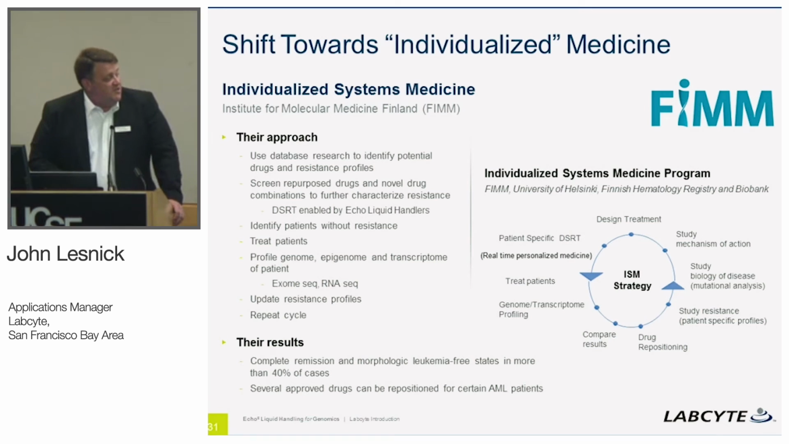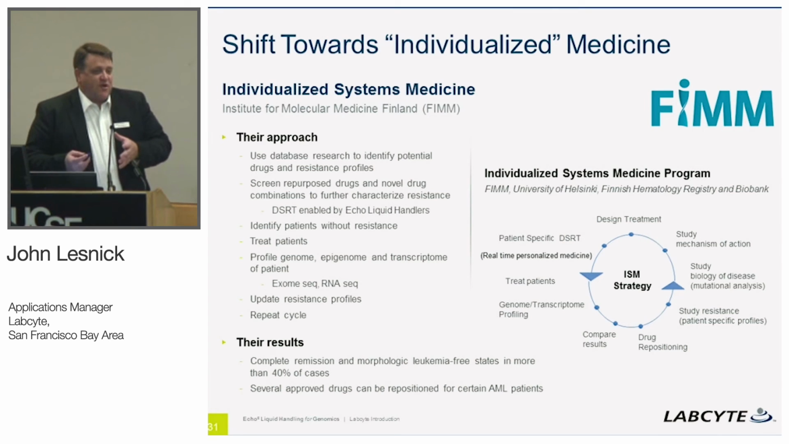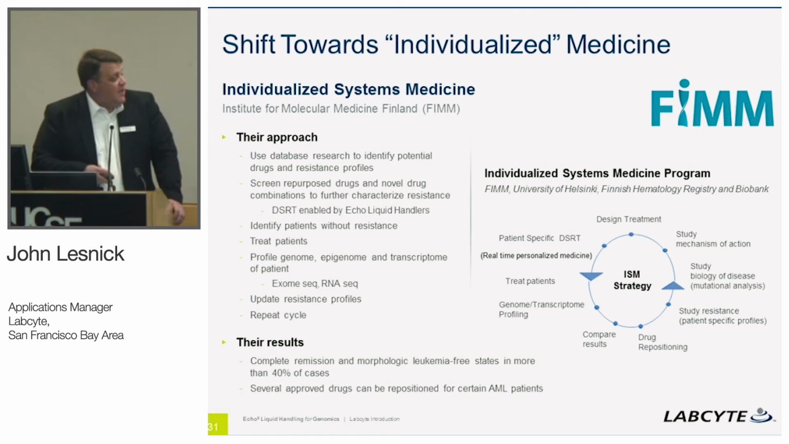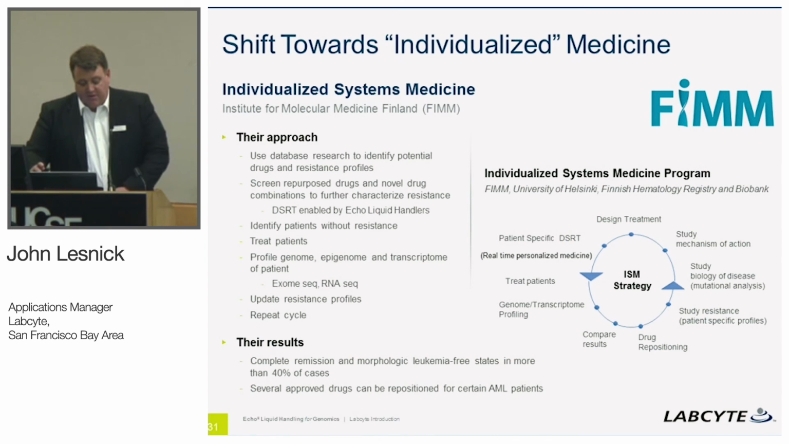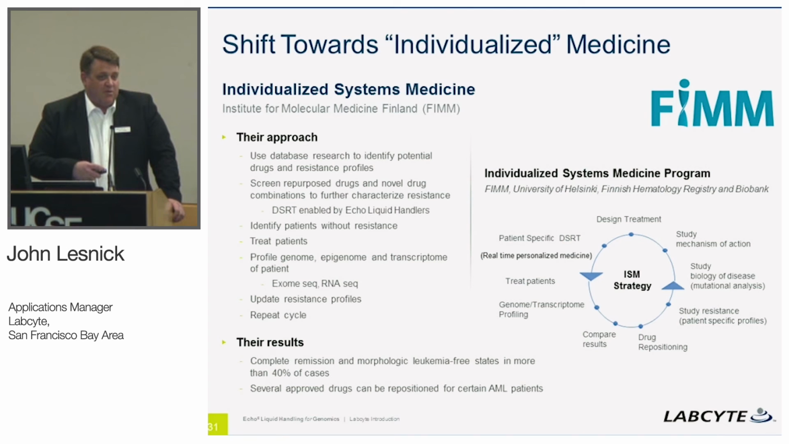A lot of the information that goes into this is the genome, epigenome, as well as transcriptome of the patient. A lot of data is being generated around them, both pre-dosing, and they're also following up with the patients afterwards to track progress post-treatment. In the results, they've gotten complete remission or morphologic leukemia-free states in more than 40% of the cases they've tested. Several approved drugs can be repurposed for certain AML patients. They've had some great success using the Echo to enable their efforts toward personalized medicine.